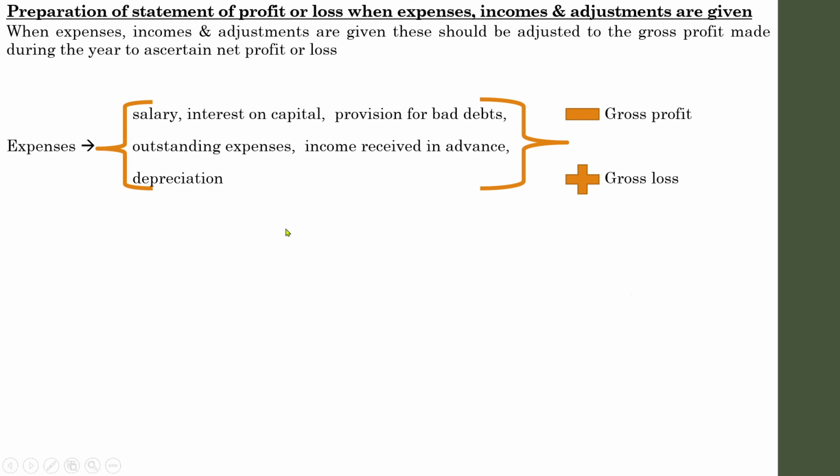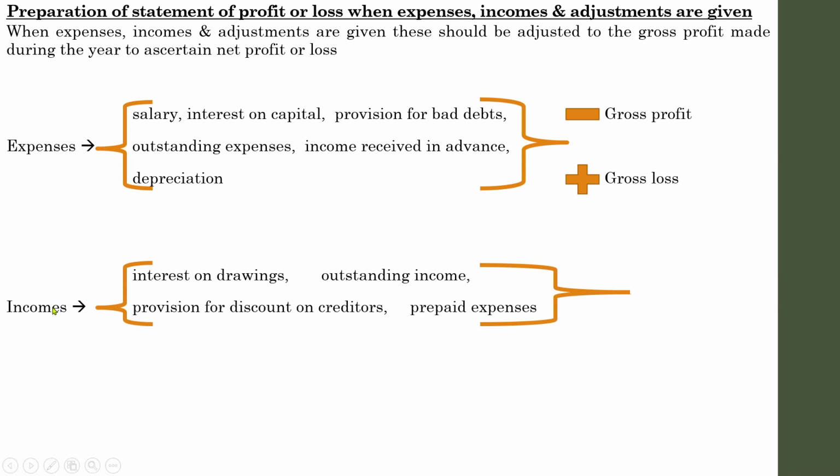In the question you may come across incomes also. So you need to familiarize yourself with the types of incomes you may come across in a question. Different types of incomes are interest on drawings, outstanding income, provision for discount on creditors, prepaid expenses. So whenever you deal with a question where details of incomes are given, just like the gross profit and gross loss are adjusted in case of expenses, in case of incomes also you have to adjust.